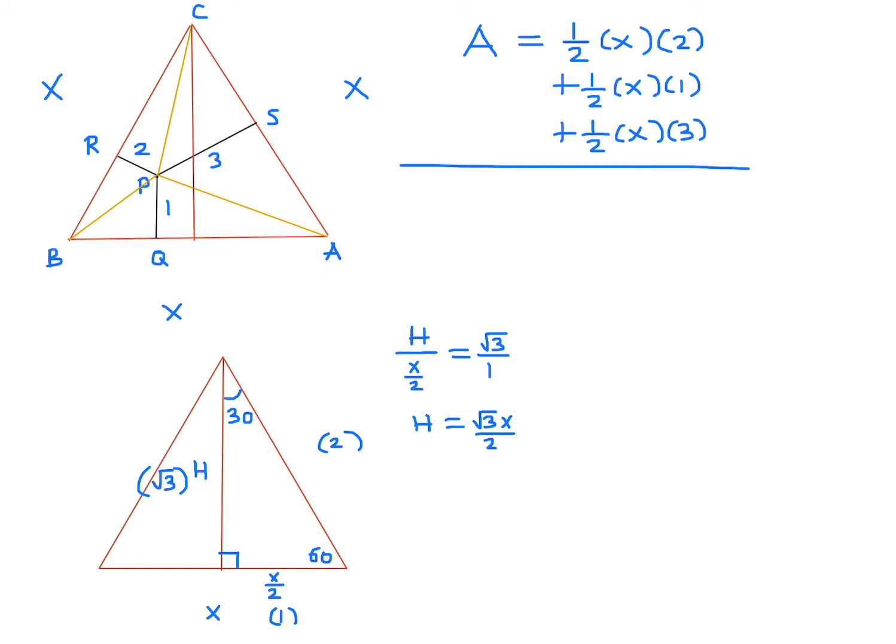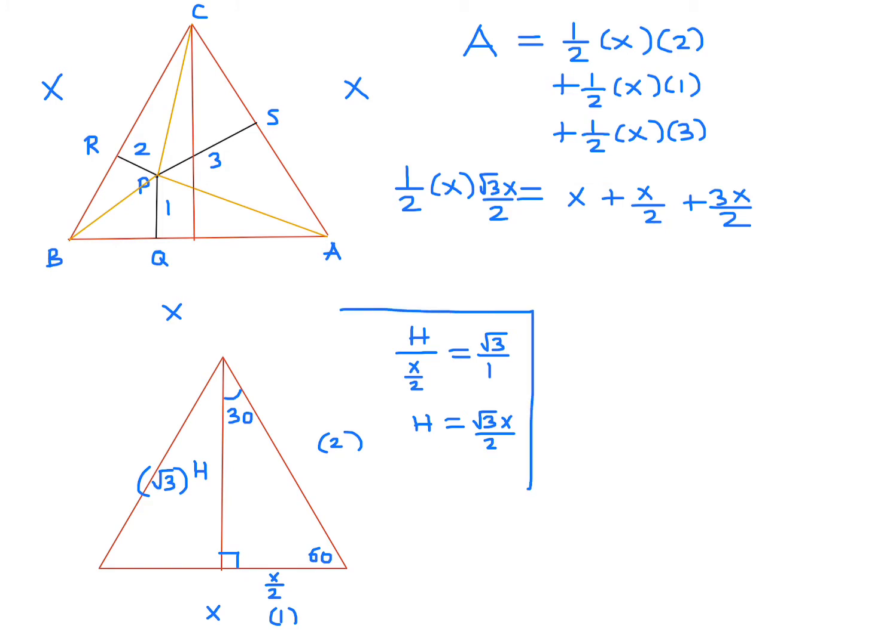So going back here, remember this whole thing that we got is equal to A, but what is A? A represents the total area of the triangle, which is 1/2 base times height. The base is from here to here, which is X, and the height is H, but H I just got in terms of X, root 3 X over 2. And it equals this whole thing. So let's simplify that. That looks like x plus x over 2 plus 3x over 2. All right? There we go.